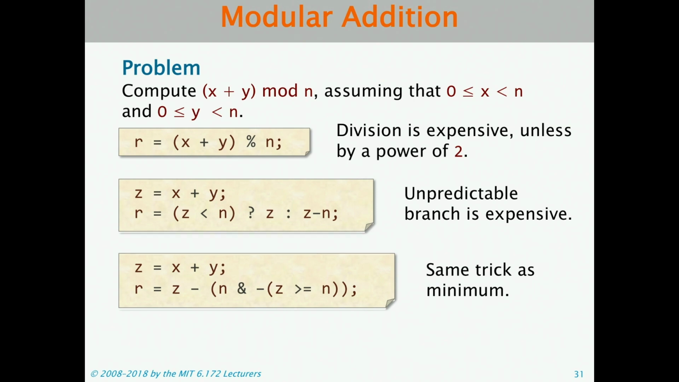If z is less than n, then this is going to return 0, and n AND 0 is 0, so we're just left with z. And if z is greater than or equal to n, then this is going to be 1. We negate that, we get negative 1, which is the all ones word. n ANDed with all ones is just n, so then it's z minus n, which will bring the result back into range.